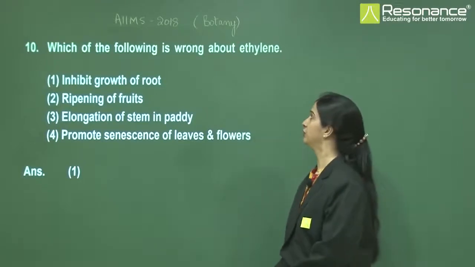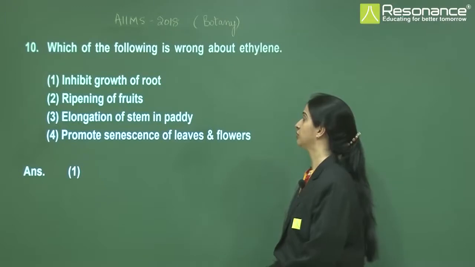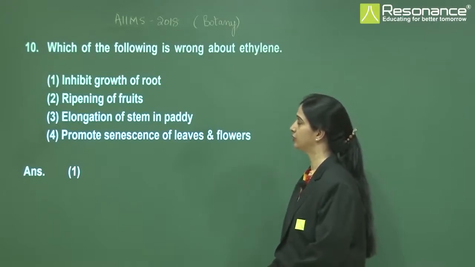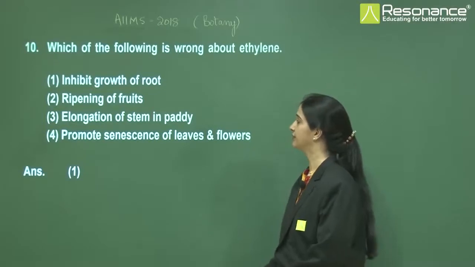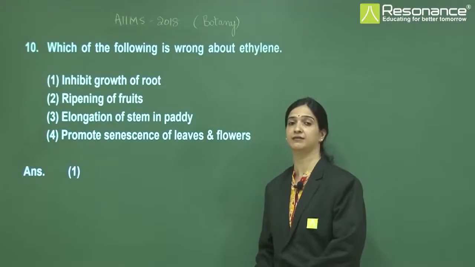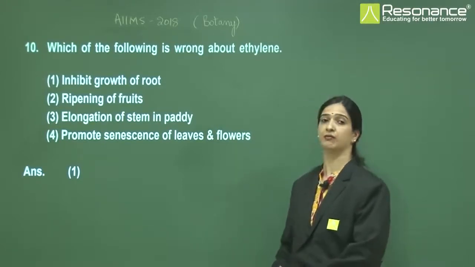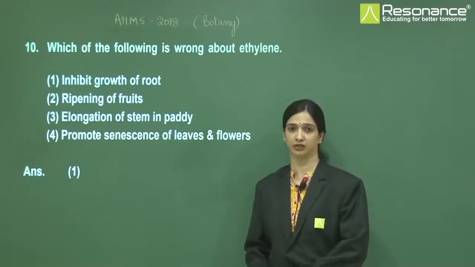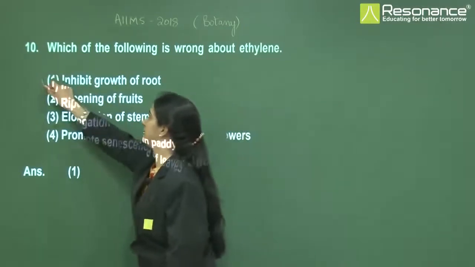Question number 10, which of the following is wrong about ethylene? Let us look at the options. Option first, inhibit the growth of the root. Second, ripening of the fruits. Third is elongation of the stem in paddy or rice field. Fourth is promote senescence of leaves and flowers. All the options are correct, but ethylene is helpful in the growth of the root and the root hairs. So first option is wrong regarding it, hence the correct answer is first.